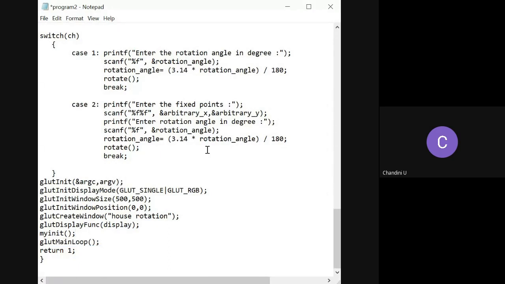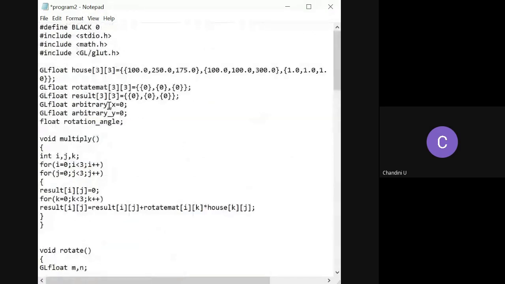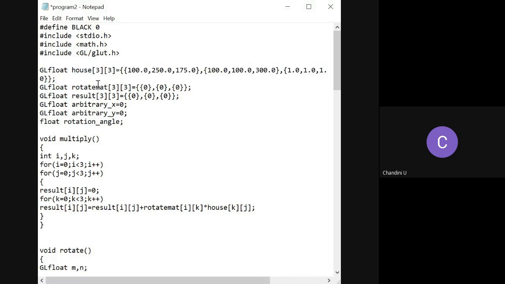Okay. So this is the total program. I'll brief it once again. Please listen. We started with a house or triangle matrix. That is the original description of your object. That is the triangle. You specify it as a 3 by 3 matrix. Give the coordinates. Then you initialize the rotation matrix to 0 and the result matrix to 0. Then let us consider arbitrary x and y values to be 0, 0. This is a case where we have to invoke a rotation about a fixed point. Okay, then declare the rotation angle.